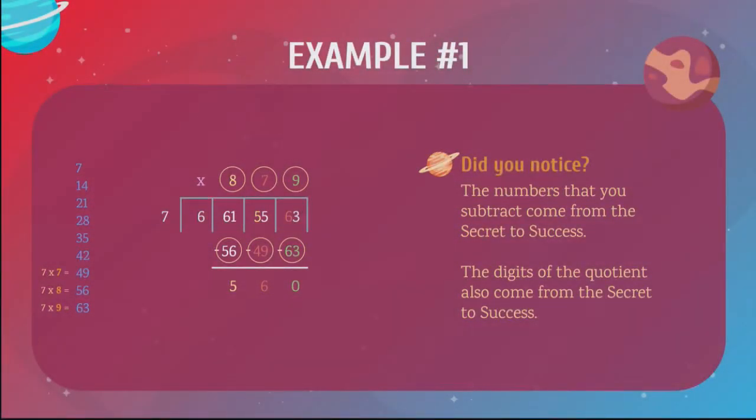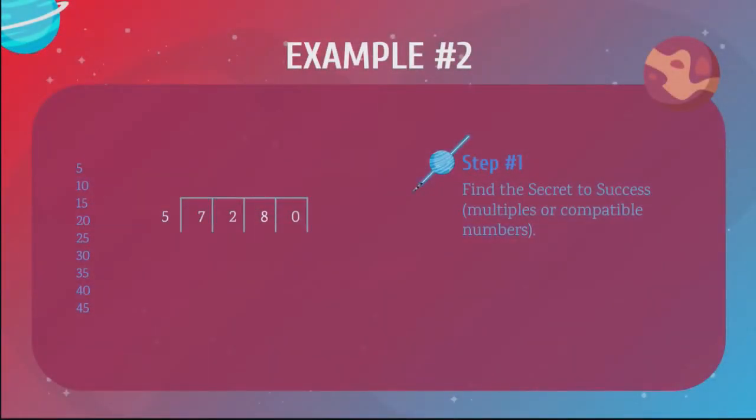Notice, very important, that all the numbers that we subtracted came from the secret to success. 56, 49, 63. You'll never subtract anything that's not on your list. And the digits that are in our quotient also come from the secret to success. We can either count down 8 times, 7 times, or 9 times, or we can look at the little multiplication problems off to the side.